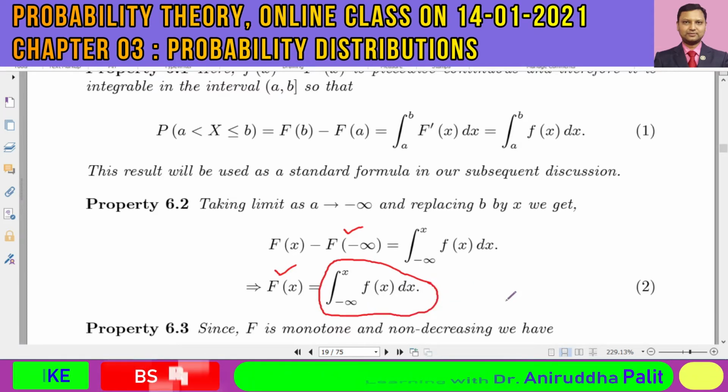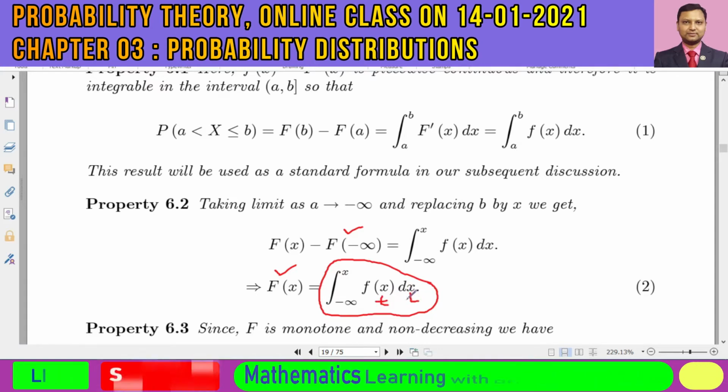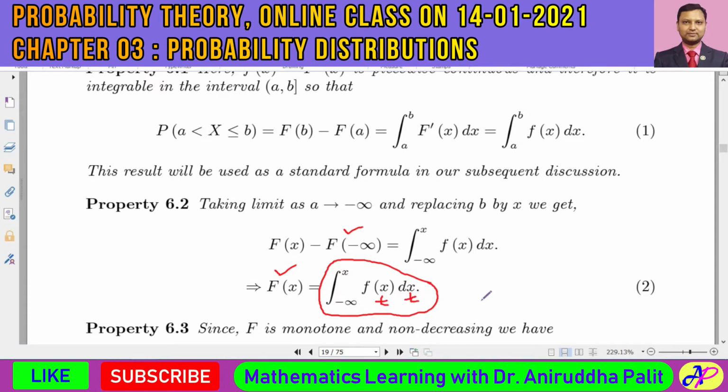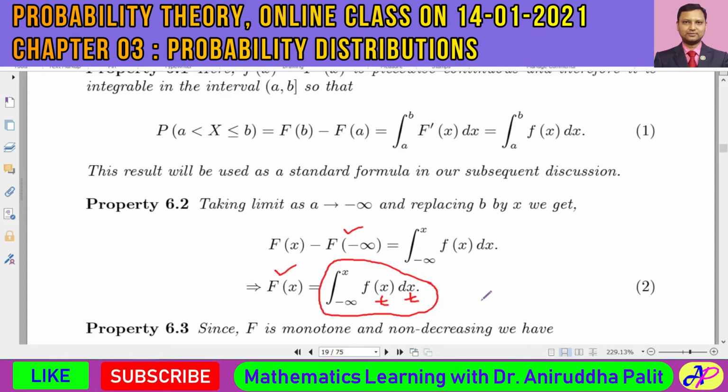x of f(t) dt, or f(x) dx. Okay, so over here, in place of x, you can also consider any arbitrary real variable t. Okay, so these are the properties of a distribution function.